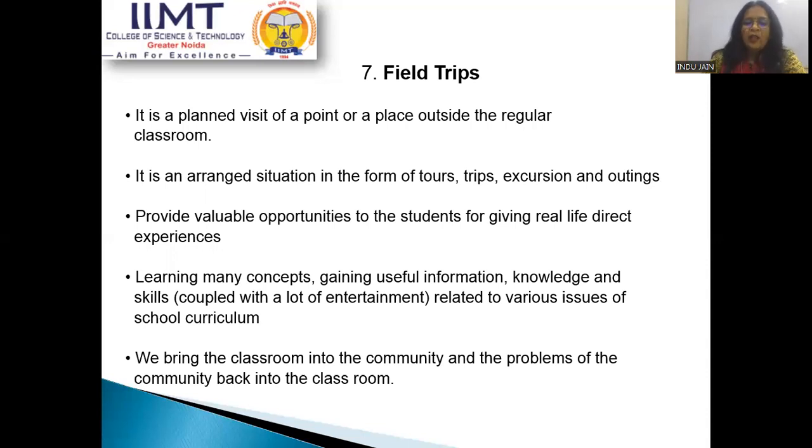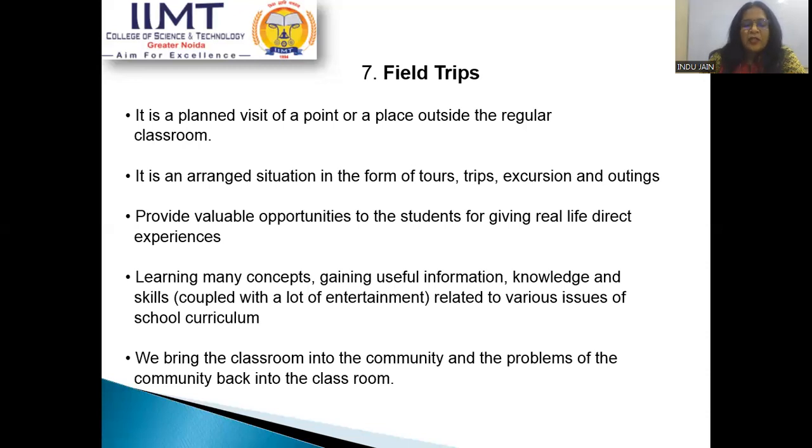Again, we should take into consideration that the trip should be related to our curriculum, so that a field trip or a visit is not useless for the students. It means they learn something regarding their curriculum through these field trips. By field trips, we bring the classroom into the community and the problems of the community back into the classroom.